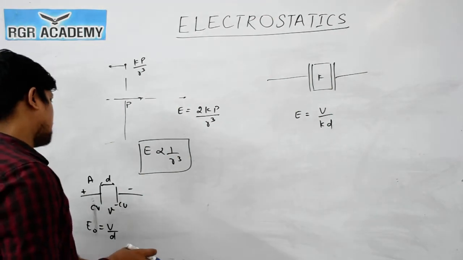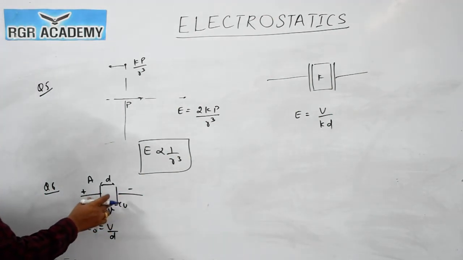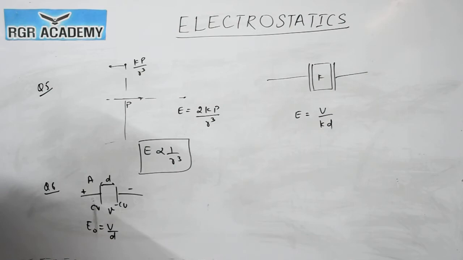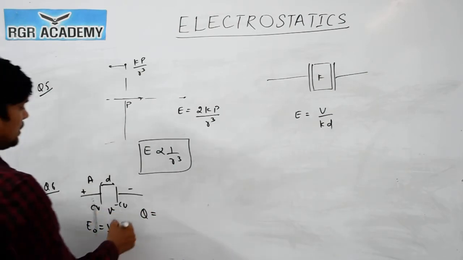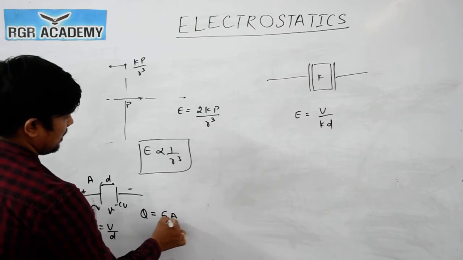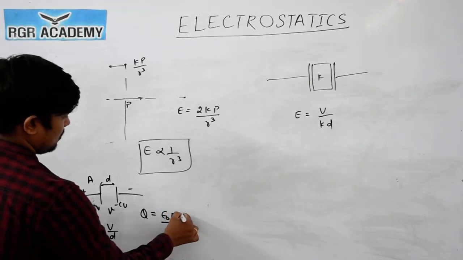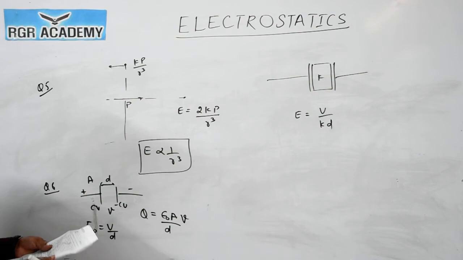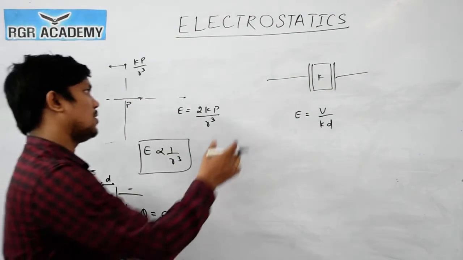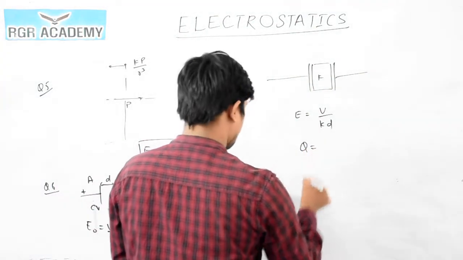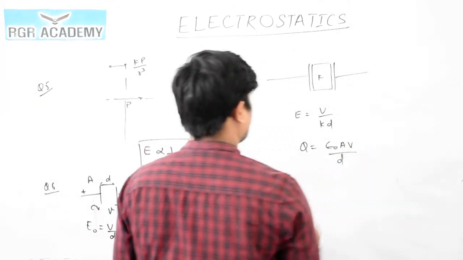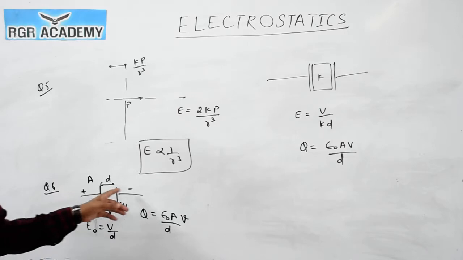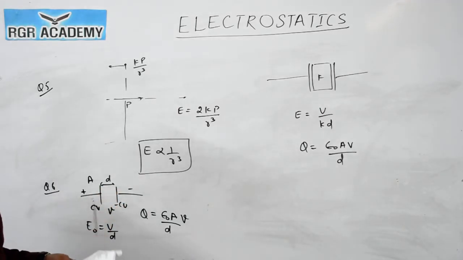Charge will remain the same, because the battery is disconnected, and by charge conservation the charge will remain the same. So the initial charge Q is given by C into V, where C is epsilon naught A by D, times V. So Q will be equal to epsilon naught A into V by D. Remember, when the battery is disconnected, by charge conservation the charge will remain the same.